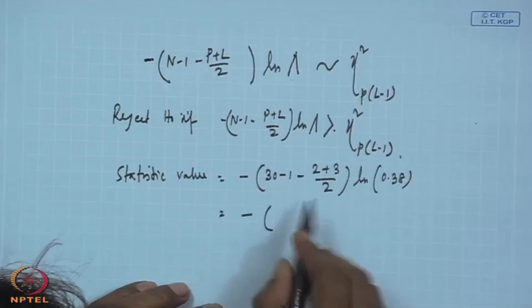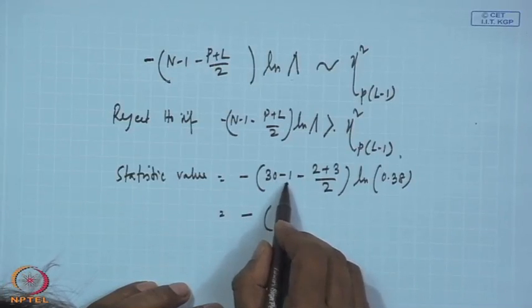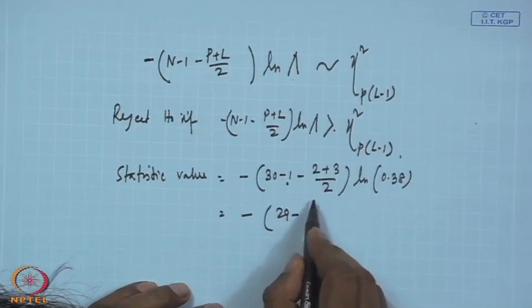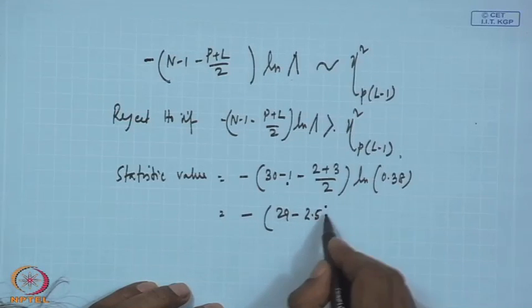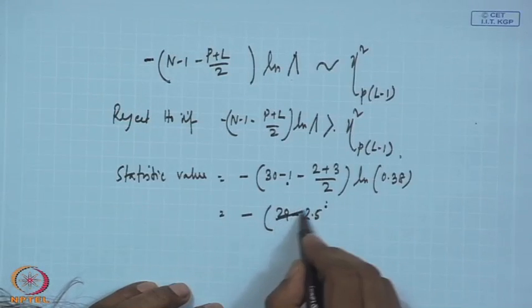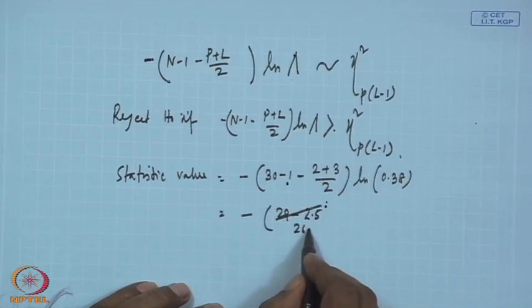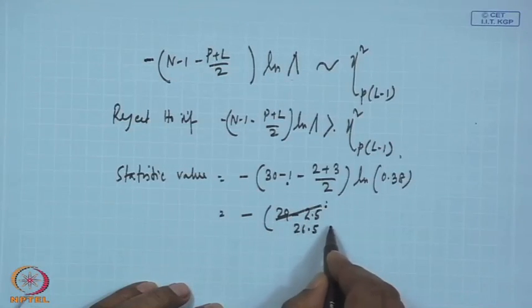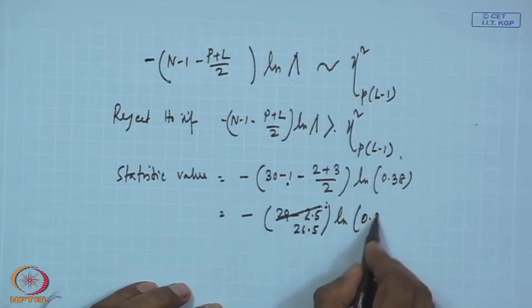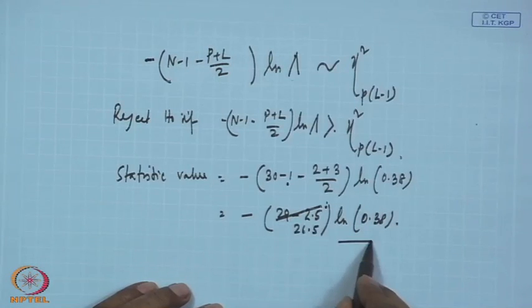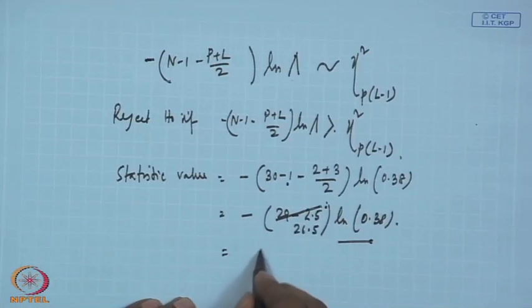This one will be minus, this is 29 minus 2.5. So, that means the resultant will be 26.5, okay, into log 0.38. You find out this value. I think the resultant quantity will be 11.25.